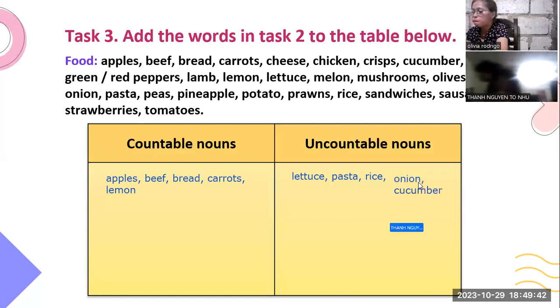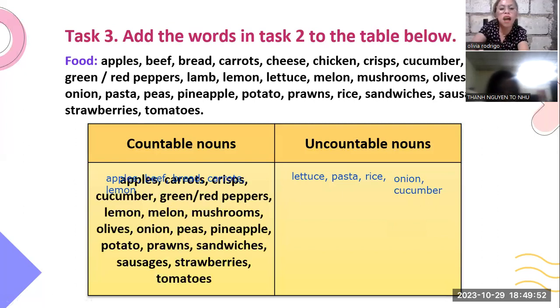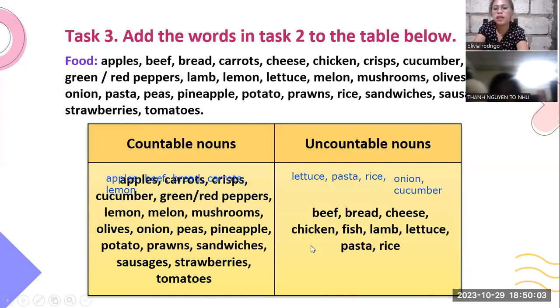I'm finished, teacher. Okay, you've got apples, carrots, grapes, and lemon. Those are countable. You can count them. Uncountable? Okay, pasta. Okay, rice. Okay, lettuce. Okay, it could be. And onion, you can count the onion. How many onions? You can count cucumber, but rice you cannot count. Okay? You understand?